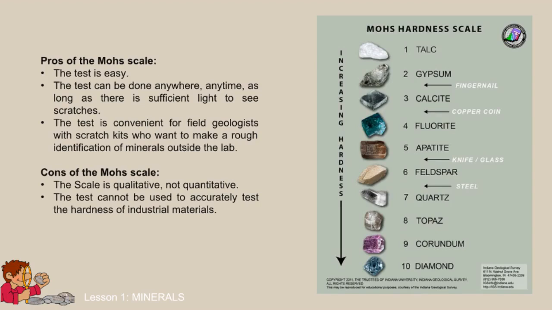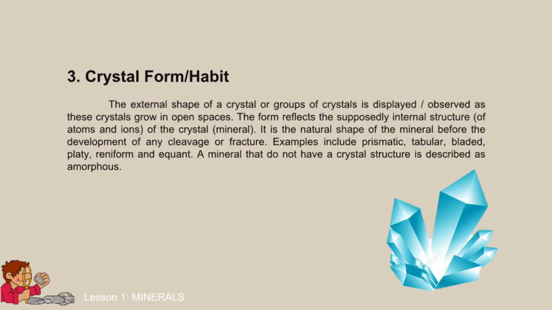You can see in the picture on the right that the Mohs hardness scale is organized from the softest to the hardest. For the softest one, we have talc, followed by gypsum, calcite, fluorite, apatite, feldspar, quartz, topaz, corundum, and the hardest is diamond. The third property of minerals is its crystalline habit.